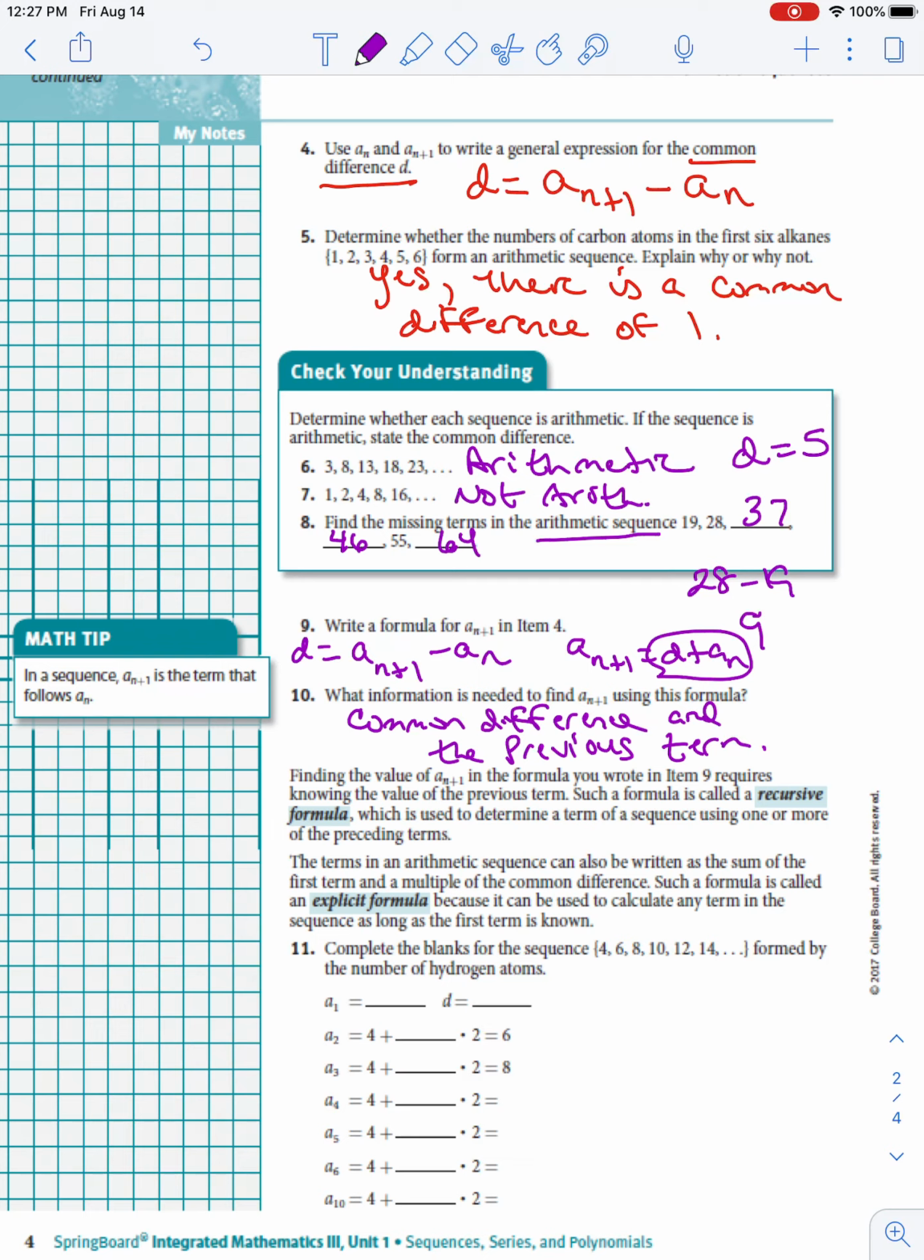All right, now there are two ways to write a formula that we're going to be looking at. The two ways are called the recursive formula and the explicit formula. So finding the value of a sub n plus 1 in the formula we wrote in item 9 requires knowing the value of the previous term. That formula is called recursive formula. And that's great if you have that term. Okay, common difference, and you know the term that came before it, easy. You just add that difference back.